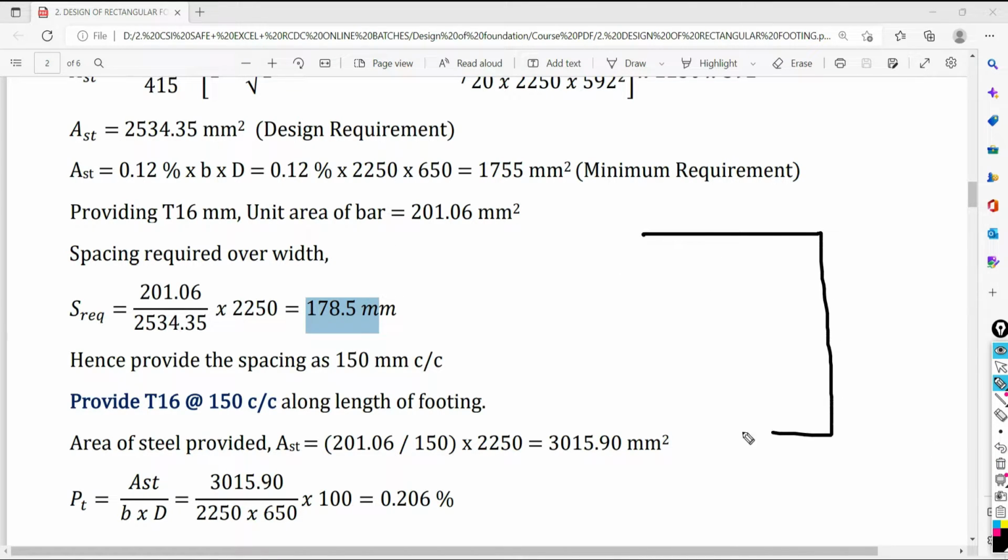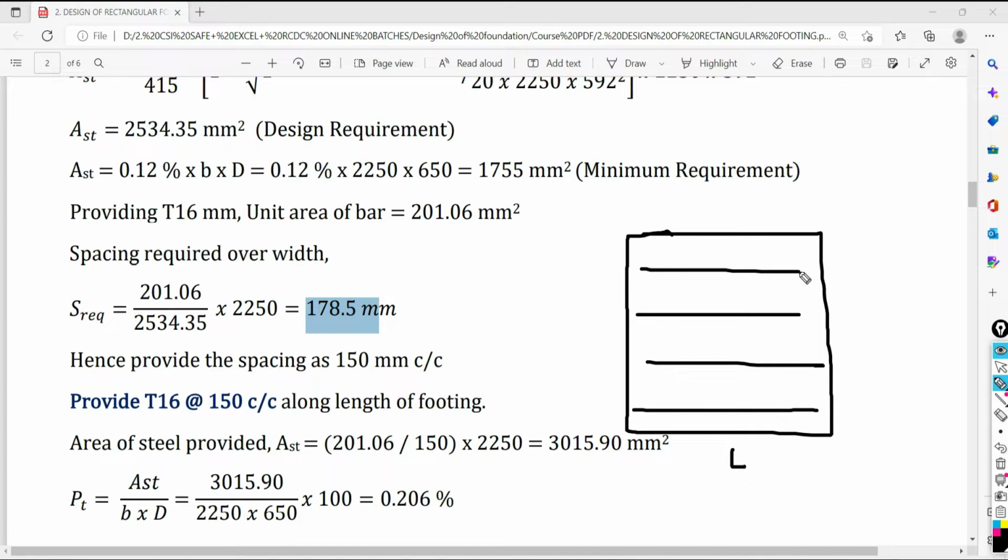Suppose this is your section, and this is your length. We have calculated the spacing required along the length over the width, and we are getting the spacing requirement as 178.5. So if I am going to reduce the spacing, obviously the bars are coming close to each other and the number of bars will increase. If the number of bars increase, obviously the percentage is going to increase, the area is going to increase.